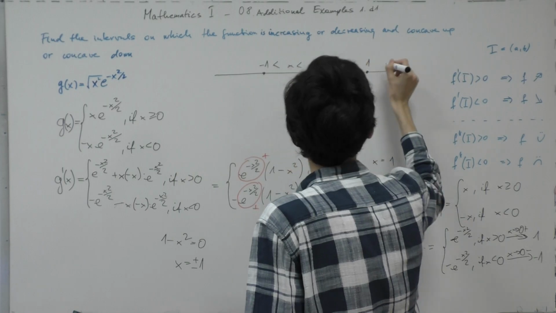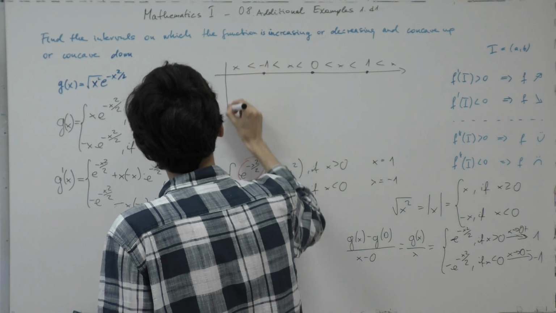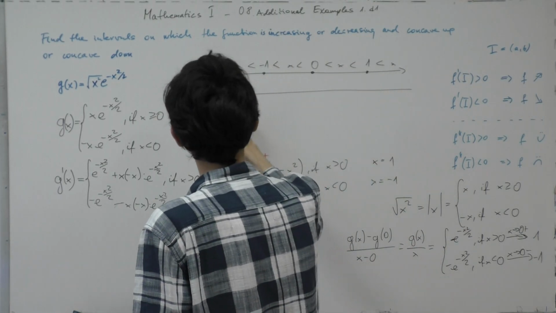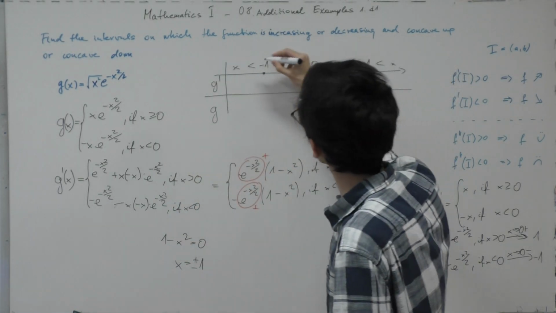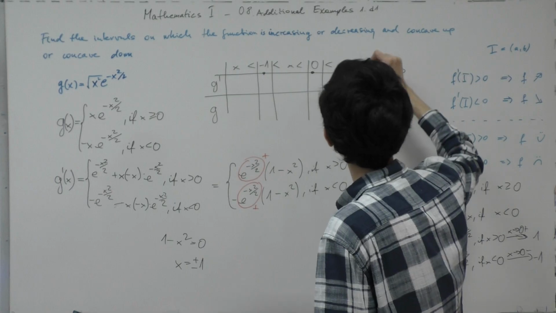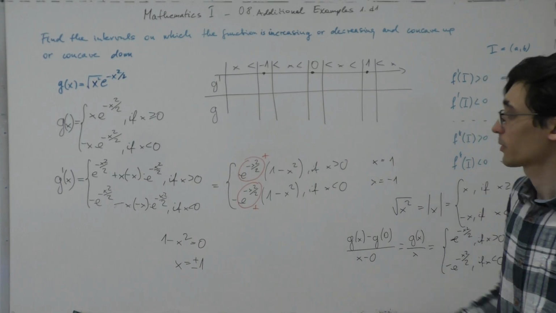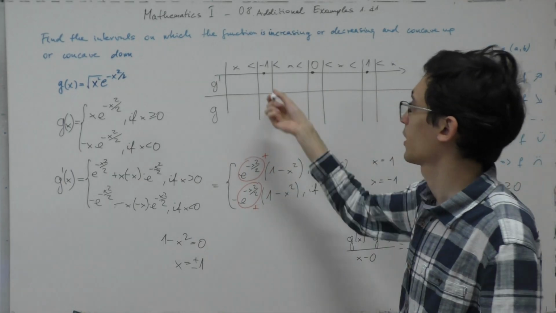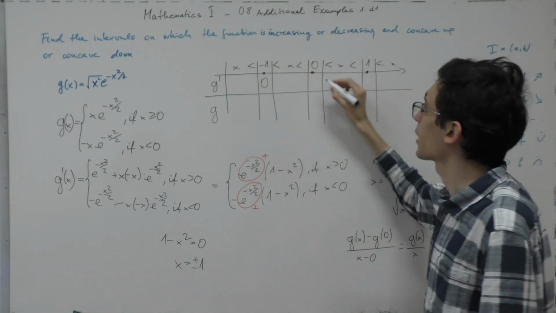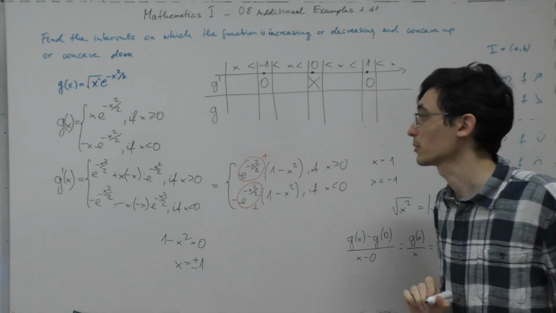With our intervals, and we will have, of course, g prime and g, and our intervals will make our table look something like this. Now we have the critical points. At negative 1, our derivative is 0. At 0, our derivative does not exist. And at 1, it is 0 yet again.